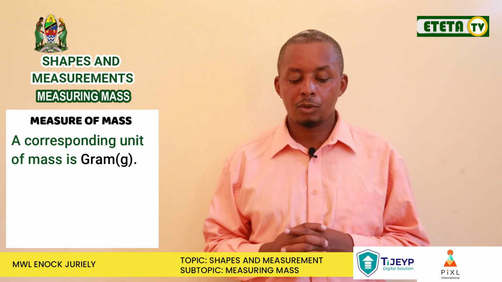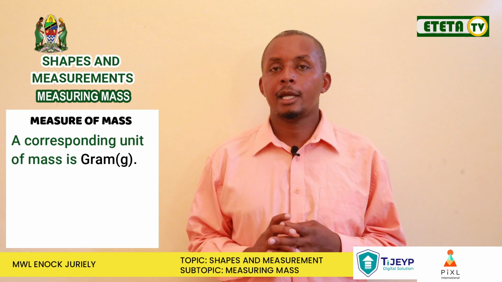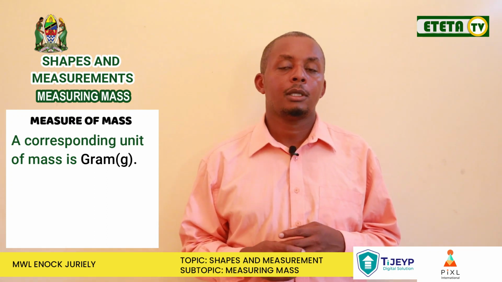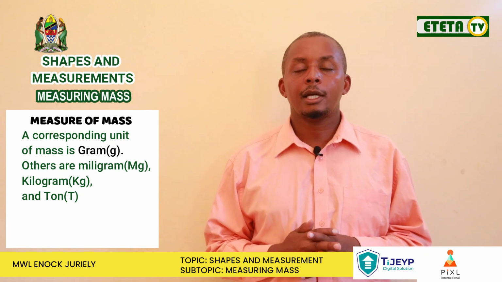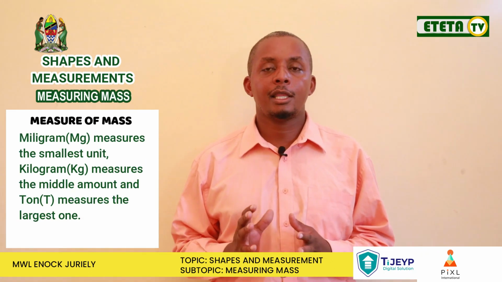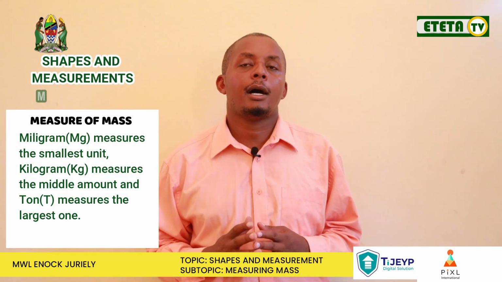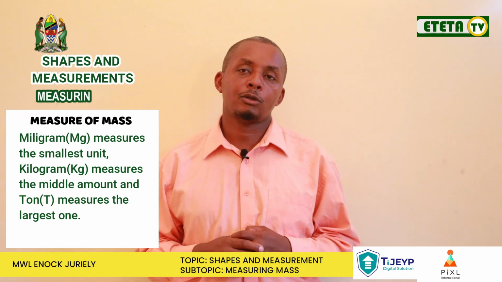Other units which are commonly used to measure mass are kilogram, tons, and milligram. Milligram measures the smallest, kilogram measures the middle amount, and tons measure the very large amount.